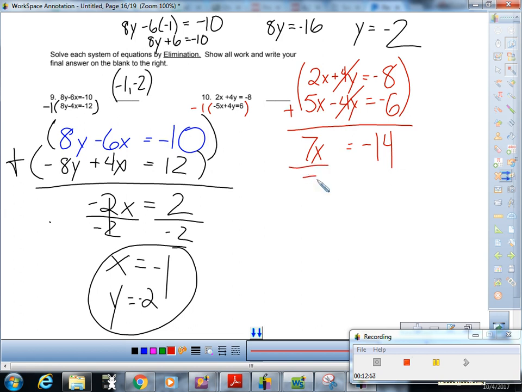Divide each side by 7. And you get x is negative 2. So again, to find y, we plug it in. So 2 times negative 2. I'm just using this equation right here.